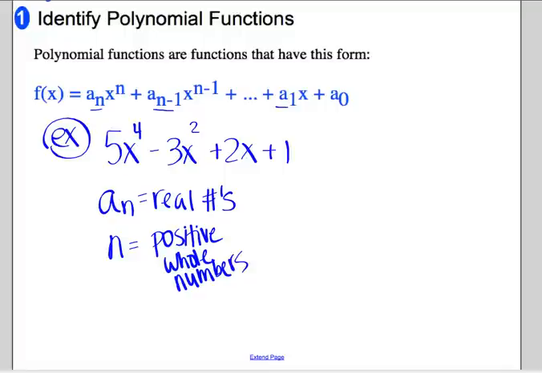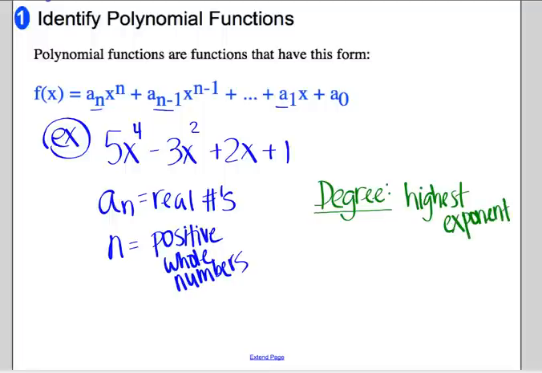The other thing I want to make sure you know is the degree of the polynomial. When we talk about degree, the degree of the polynomial is just the highest exponent. So for example, in the polynomial I gave you, the degree here would be 4 because the highest exponent is a 4. So that's what a polynomial looks like in terms of its equation.